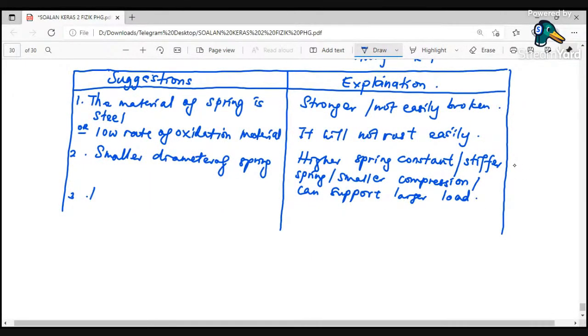Okay, about spring constant, of course higher spring constant of spring.